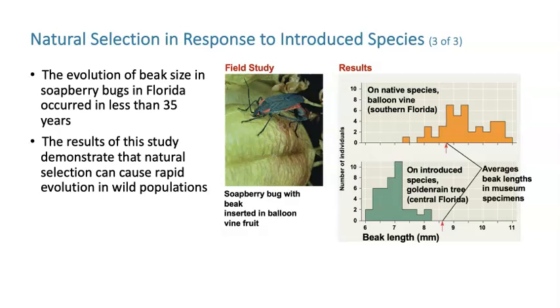In Florida, this evolution happened in less than 35 years. And so what we know is that evolution can happen fairly rapidly in wild populations if the selection for or against a particular trait is strong enough.